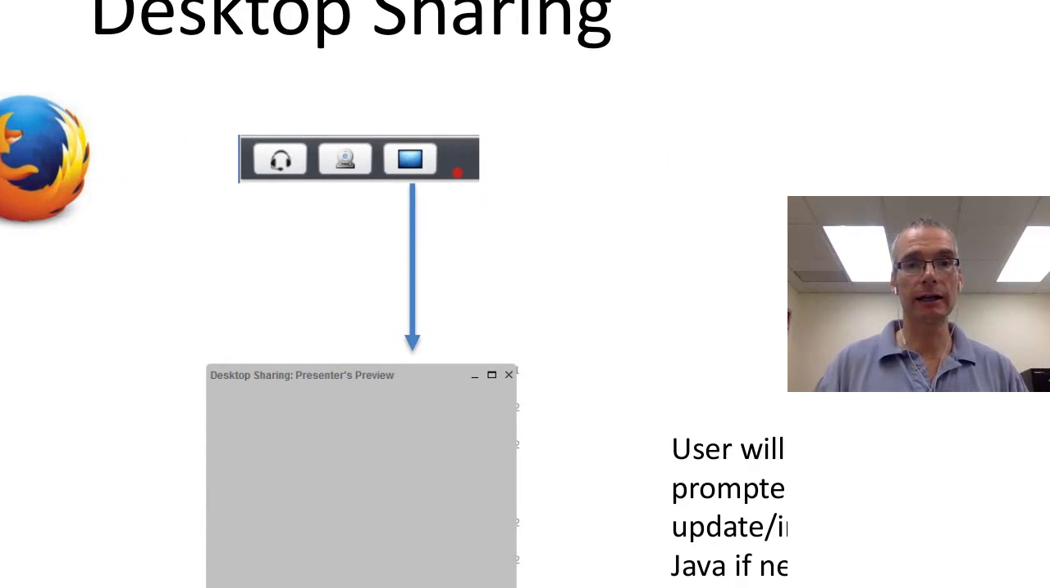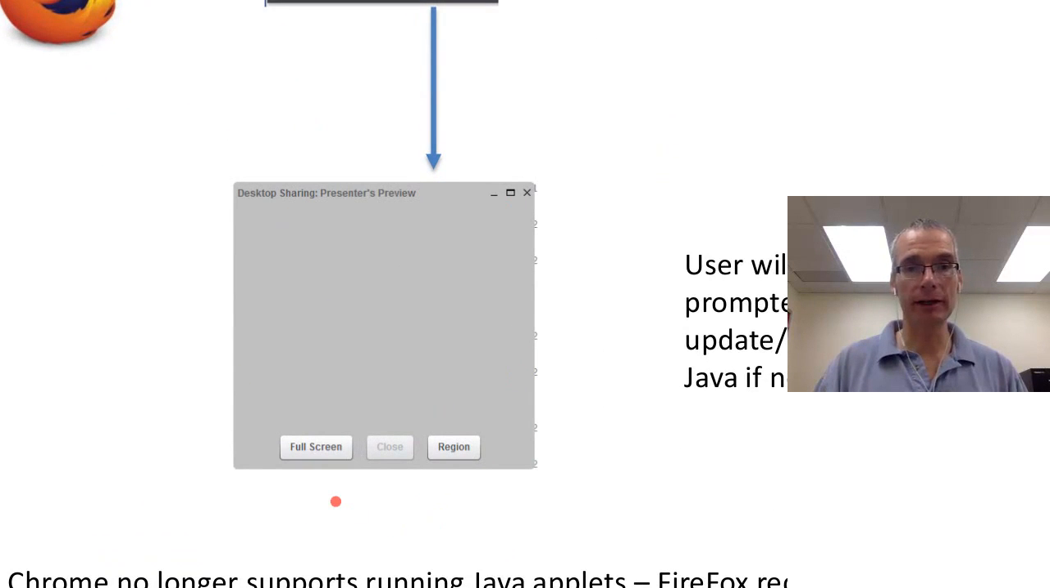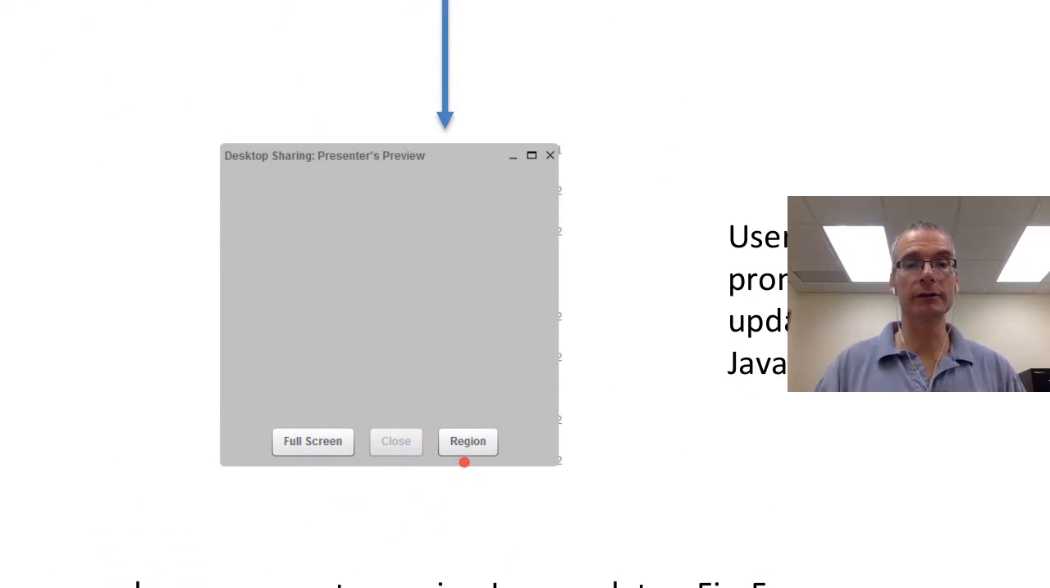If you click the desktop sharing icon, a window comes up, and you'll have two choices: share full screen or region. If you're on one monitor, just choose full screen. If you've got two monitors, you might choose region, and you can move the region around from monitor to monitor.